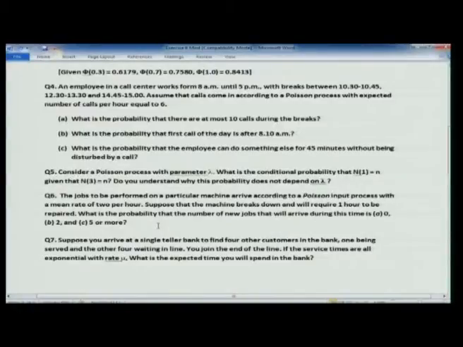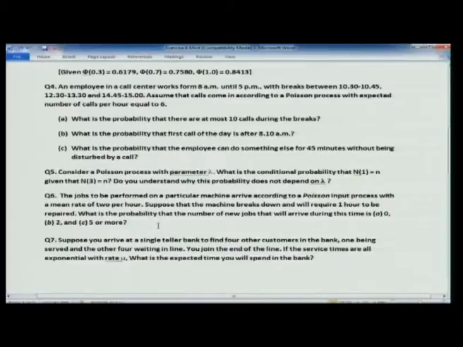Then yeah, so question 5 is over. Question 6: the jobs to be performed on a particular machine arrive according to a Poisson input process with a mean rate of 2 per hour. Suppose that the machine breaks down and will require 1 hour to be repaired. What is the probability that the number of new jobs that will arrive during this time is 0, 2, or 5?